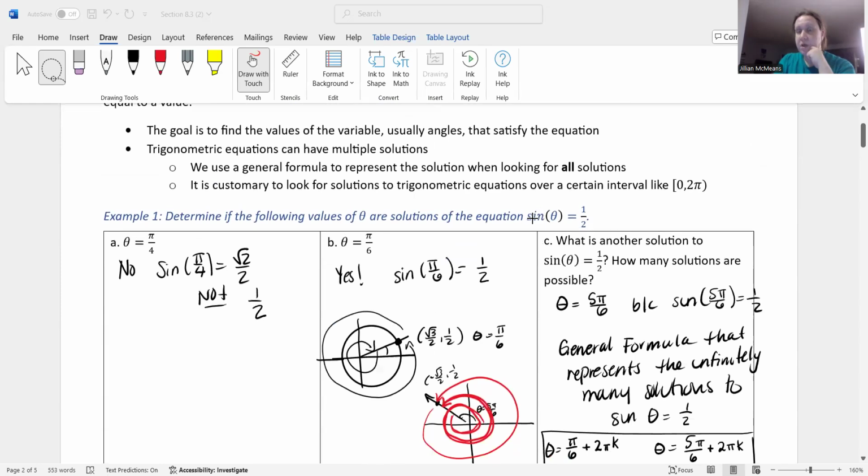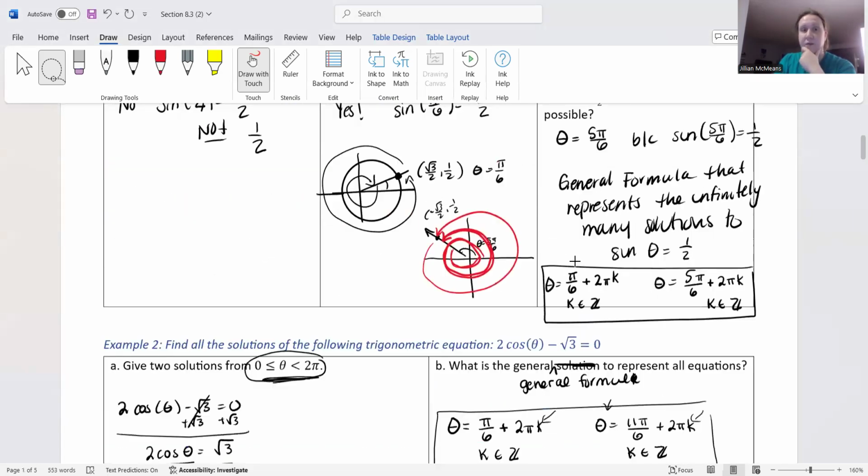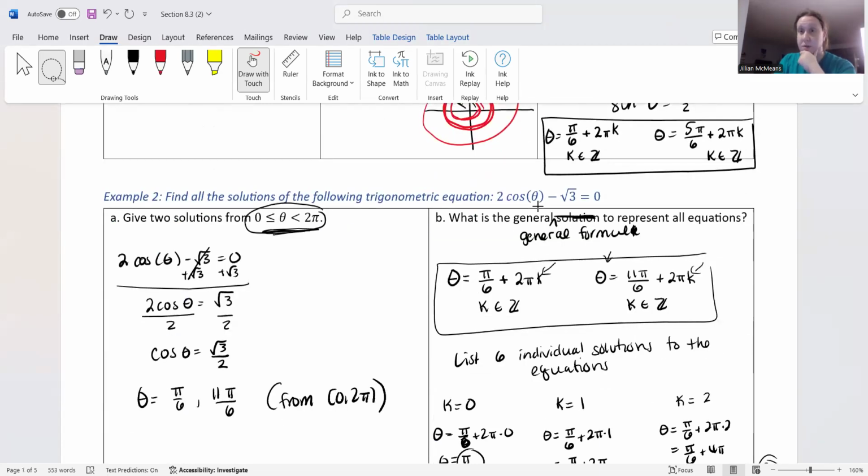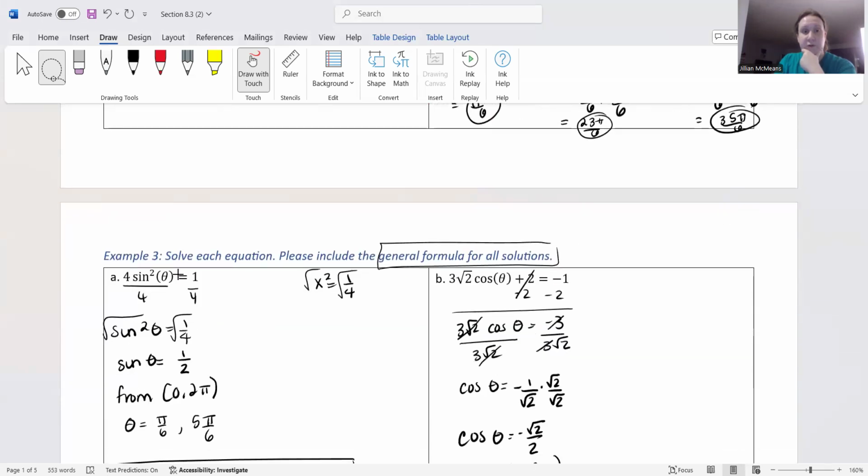For the first equation that we looked at, we had just sine of plain old theta equals a half. And then we looked at 2 times cosine of just plain old theta minus root 3 equals 0. Then we looked at 4 sine squared of plain old theta equaled 1 and 3 root 2 of cosine of just plain old theta plus 2 equal negative 1. So with all of these equations, we were looking at these trig functions where the argument was just plain old theta, which was nice because once we isolated the trig function, we could just go to our unit circle and be like, okay, well, what values of theta give us this particular ratio?